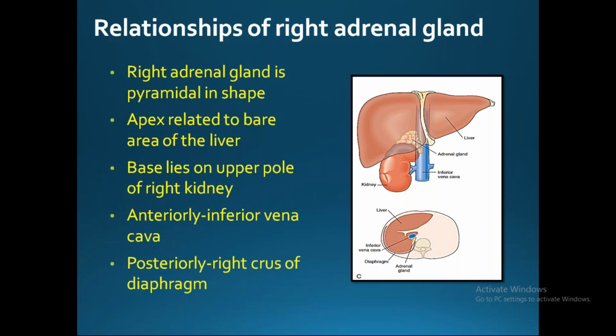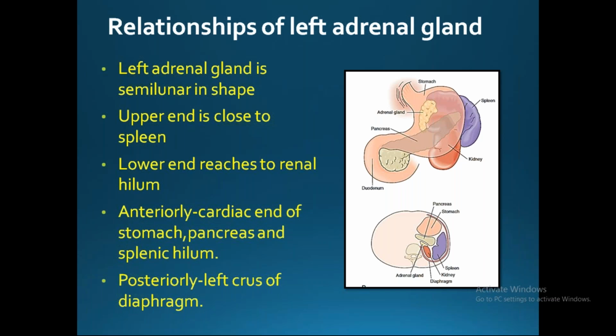So if there is any swelling which moves with respiration, you need to consider adrenal swelling as one of the differential diagnoses. And the other gland is the left adrenal gland. The right is pyramidal and this left gland is semilunar in shape. It lies close to the spleen, and its lower end reaches the renal hilum. Similar to the right, this is also in contact with the diaphragm, the right one with the right crus and this one with the left crus of the diaphragm.